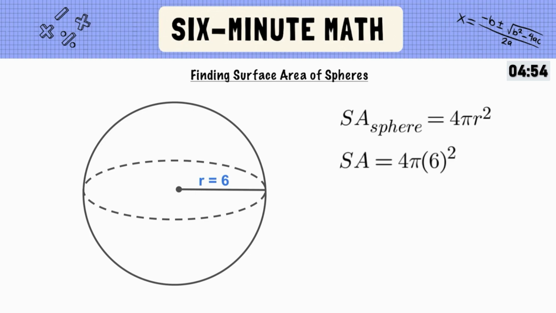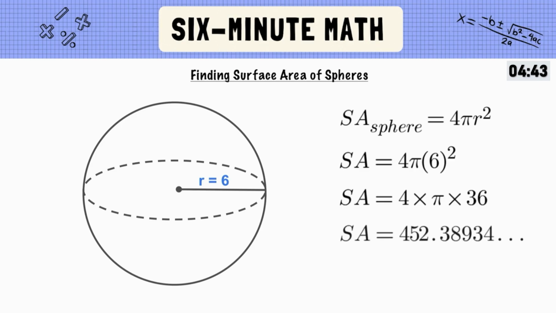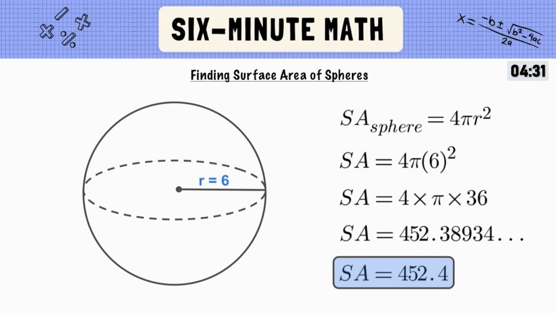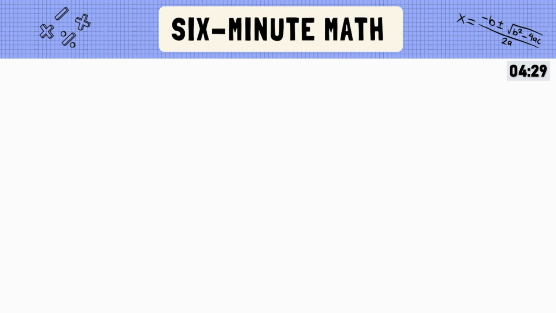So how do we do that? We plug our radius into this formula. I would have 4 times pi times 6 squared, which is 4 times pi times 36. Which ends up being 452.38934. And then I would round that generally to the nearest tenth, so 452.4. So let's do some examples together so you can see how it works.